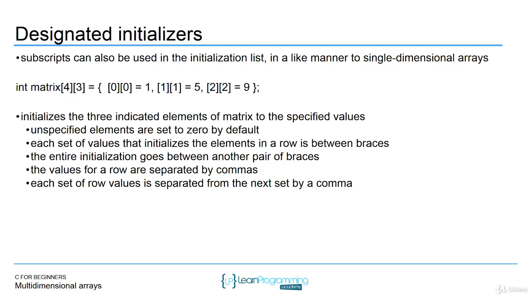Each set of the values that you do initialize, the elements in a row, is between braces. And then the entire initialization goes between another pair of braces. So you see that we have the curly brackets on the outer ones, just like normal initialization. And then we have the brackets to access the array inside. And then we have commas to separate each row. Each set of row values is separated from the next set by a comma. So the values are separated and also the row indices. So notice that.